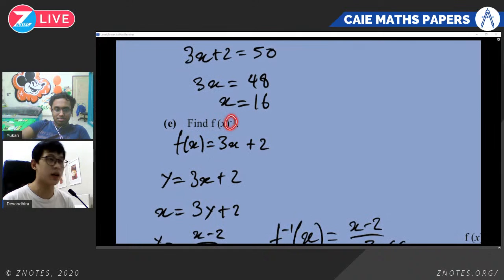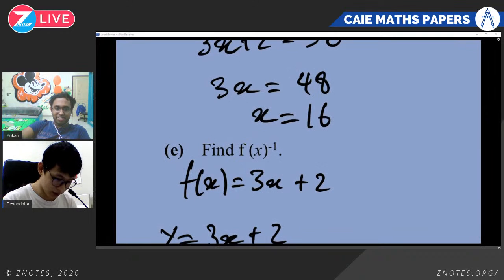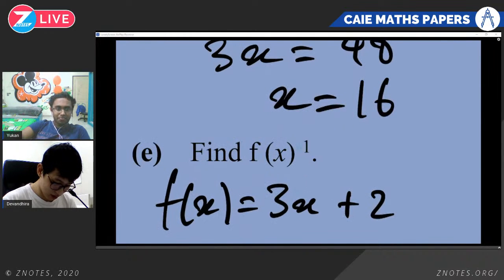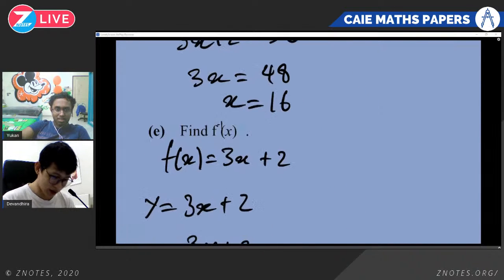Next one, we have to find f inverse of x. I think you made a mistake here of the notation. Oh yeah, that's a no. Let me fix it. It should be f to the power of negative 1 of x.